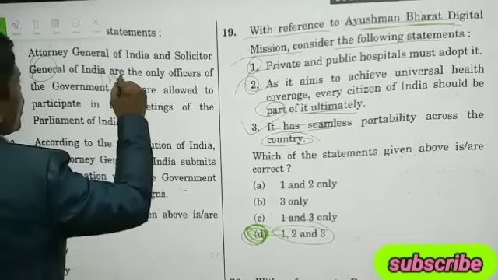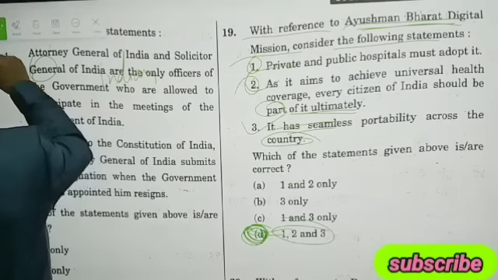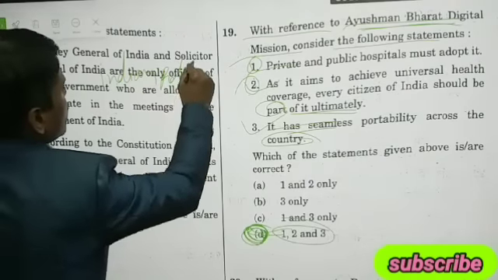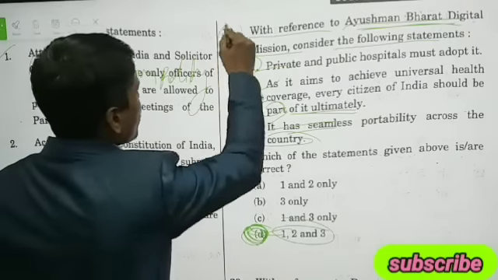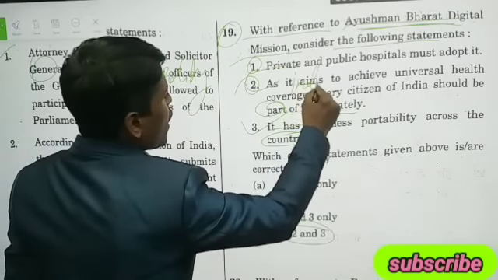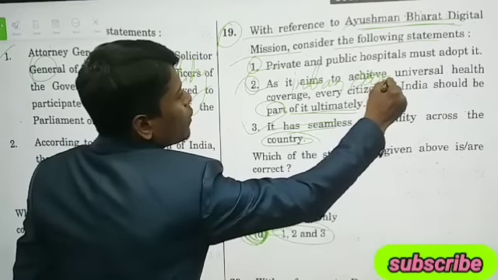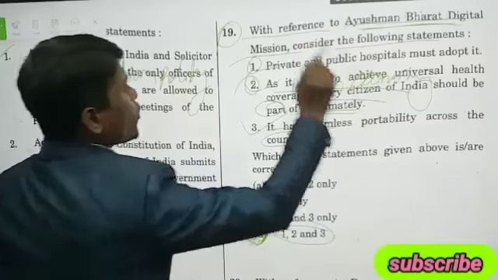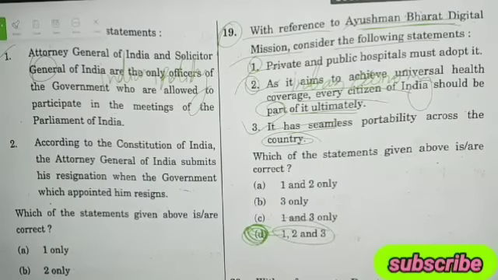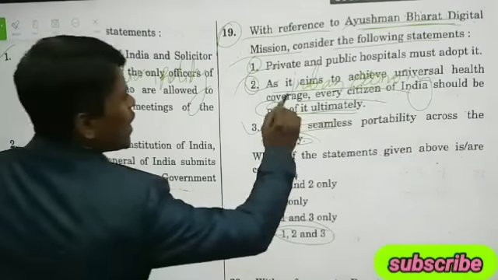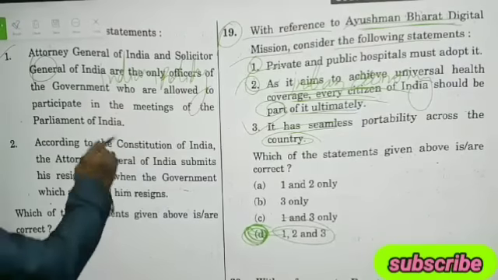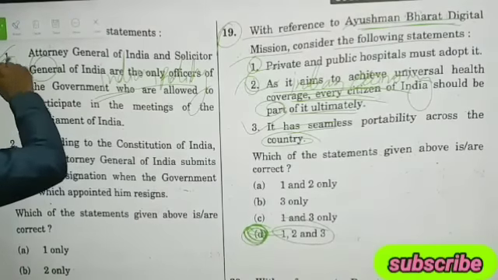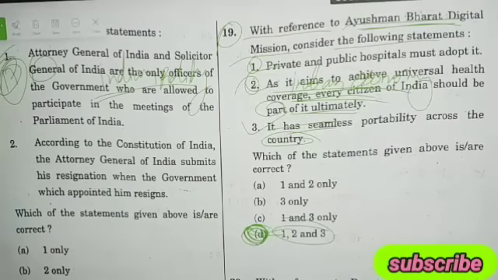Question 17 is Indian polity. Question 19 is Indian economy. With reference to Ayushman Bharat digital mission, consider the following. This is an Indian economy question. This is Indian polity question 17, UPSC prelims 2022.